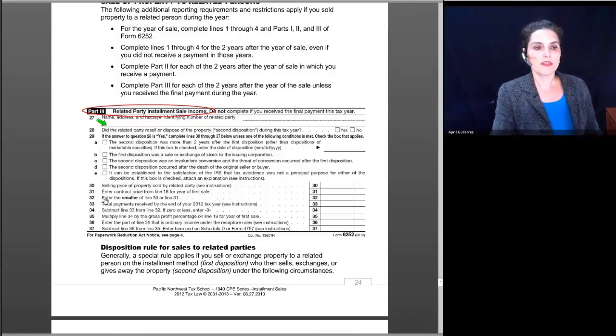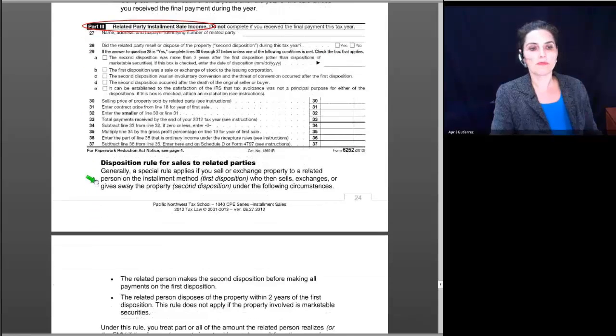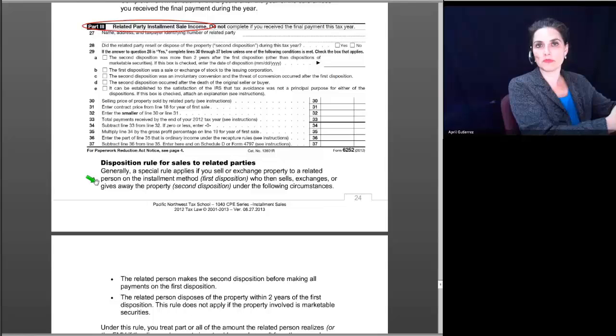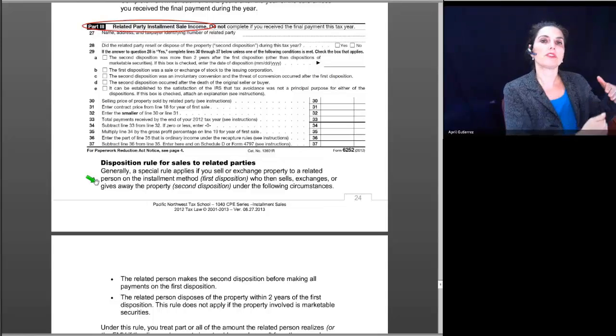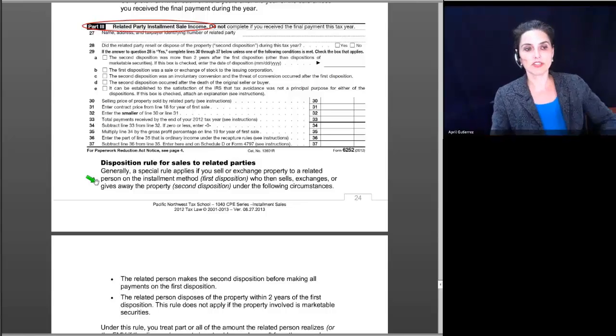You have to identify information about the related party and the fact that this is a sale to a related party. The importance of it is that if there is a disposition of that property by the related party in a subsequent year, special treatment is going to apply to you. So you have a related party, you make an installment sale to them, and then subsequent to that, that related party sells the property, and that will have an impact on you.